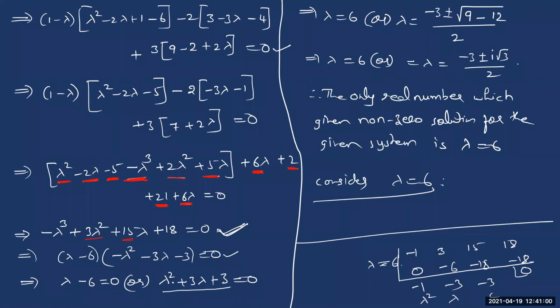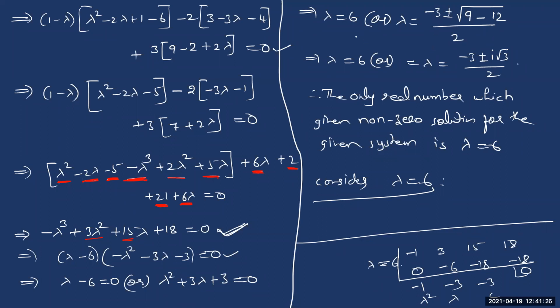Now, since these two are equal to 0, we can write the values of lambda as lambda is equal to 6, or here it is a quadratic equation, correct? So I'm using the discriminant form. Lambda is equal to minus b, minus 3, plus or minus the square root of b square, which is 9, minus 4ac, 4 into 1 into 3, which is 12. So we get the square root of 9 minus 12, divided by 2a, which is 2.